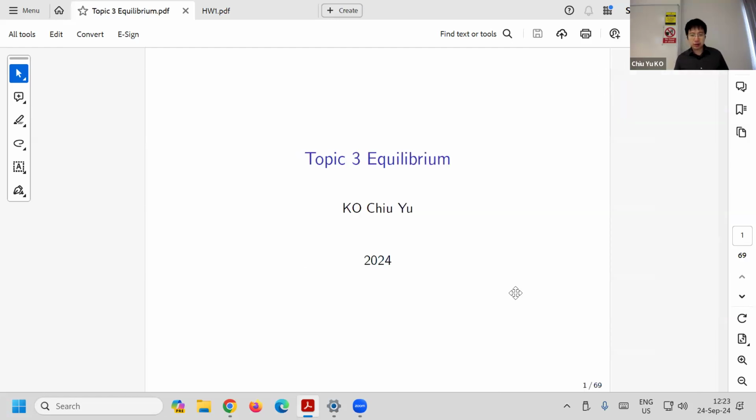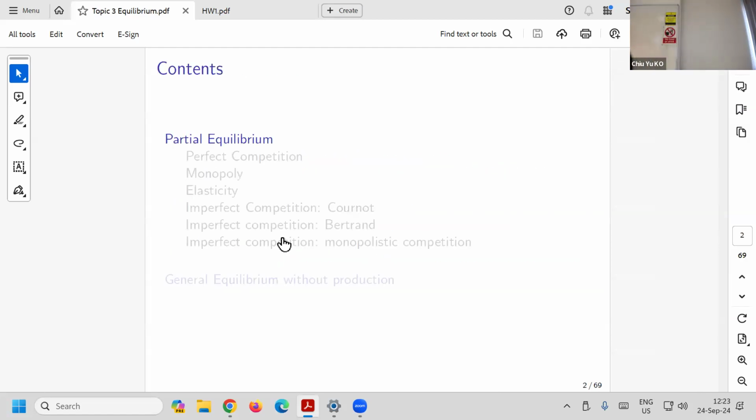So let's continue our journey on equilibrium today. The goal is to finish the whole topic. The goal, as you can see, is pretty ambitious. We try to cover partial equilibrium. We've just finished perfect competition, but we'll look at monopoly, Cournot, Bertrand, and monopolistic competition.